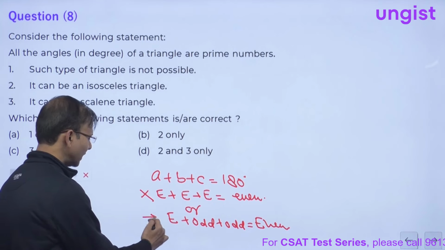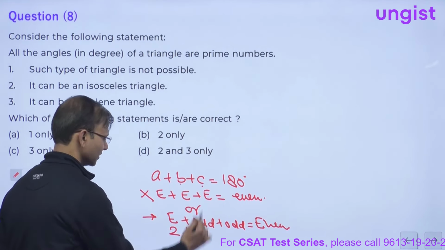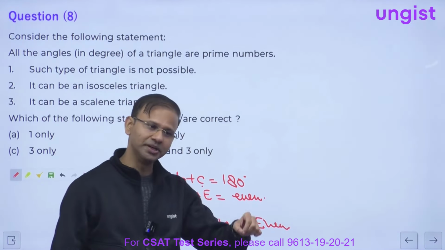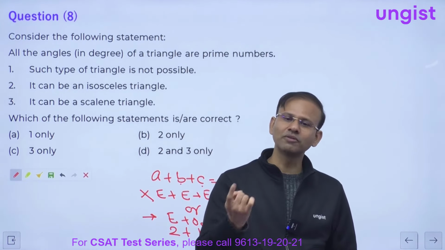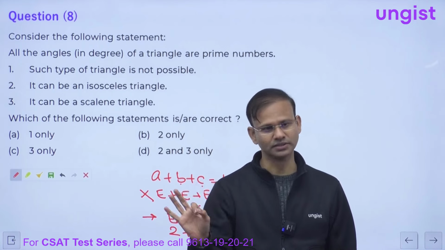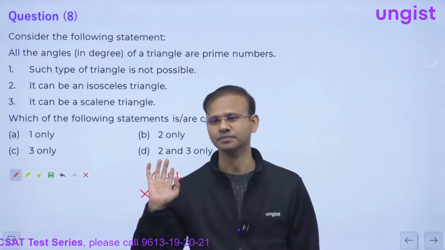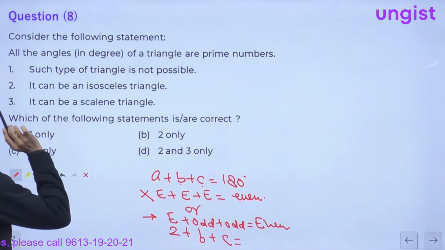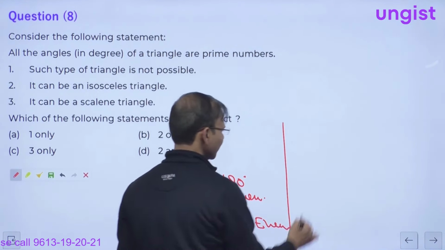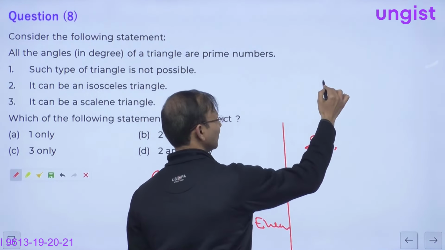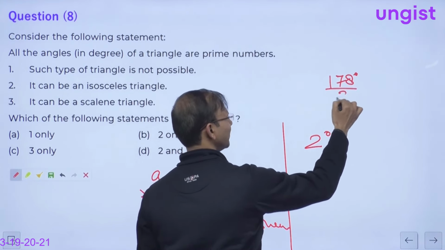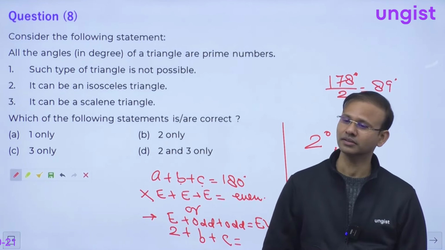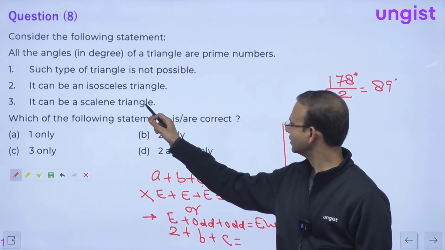So this case is ruled out, and here it is 2 plus, let's say, B plus C. After reading this statement, the first thing that should come to our mind is that one of those three angles would be 2 degrees. That's the only information we can derive from the given statement. After that, the question says such type of triangle is not possible. Let's try this. 2 degrees plus, see, it is 178, so 178 by 2 is 89. Because they are saying it is a scalene triangle. So scalene triangle means what? What is scalene?